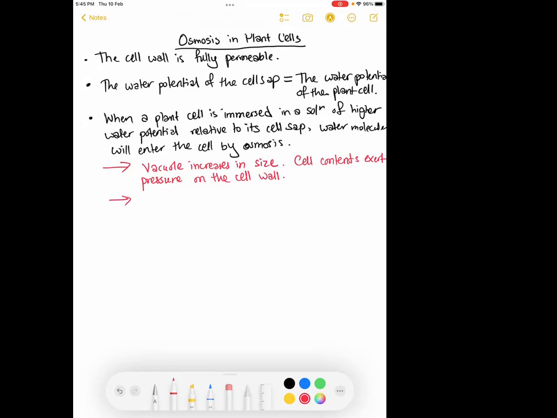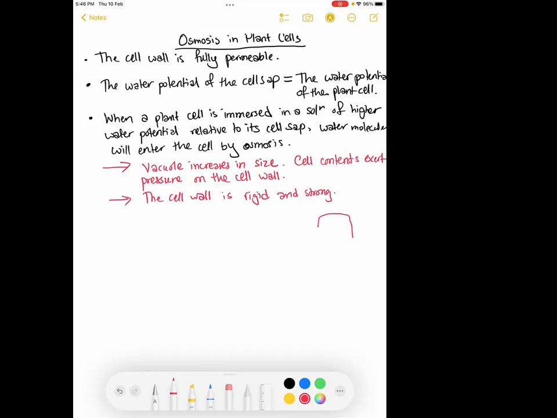I was explaining this. The cell contents exert a pressure on the cell because it's expanding, right? Exert pressure on the cell wall. But the cell wall is very strong, okay? So it can actually handle that pressure. So the cell wall of plant cells is quite rigid, okay? And strong enough to hold it together. So what the cell wall does is it actually exerts a pressure back towards the cell.